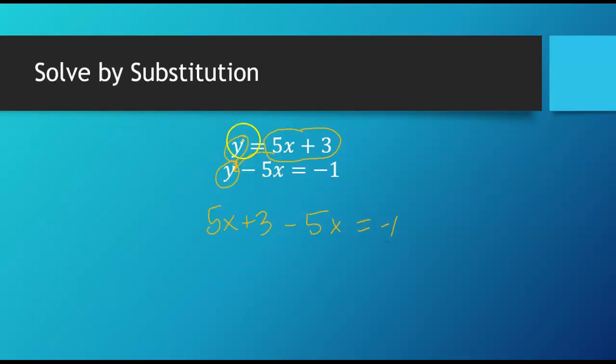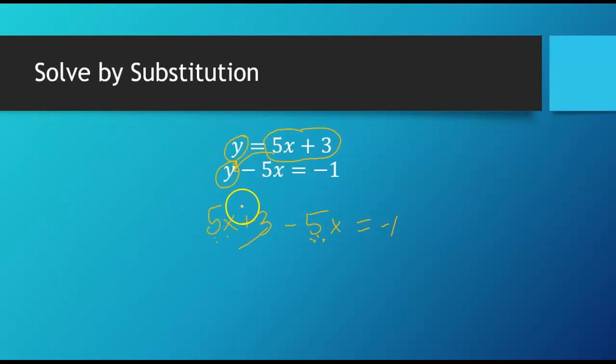So again, because y equals this stuff, I can put this stuff in where y is. So that's all I did, took the y out and put in 5x plus 3 where it was, and then wrote the rest of the equation. Minus 5x equals -1. Now I'm going to go ahead and simplify this. So these are both on the same side, so I'm going to combine them.